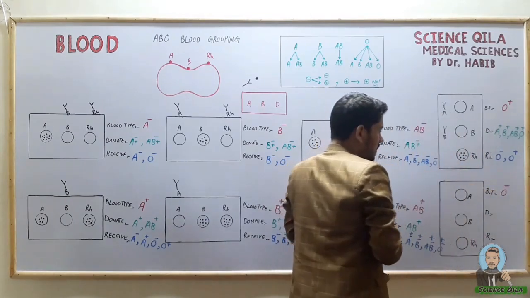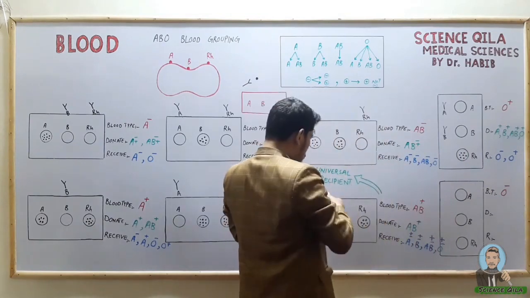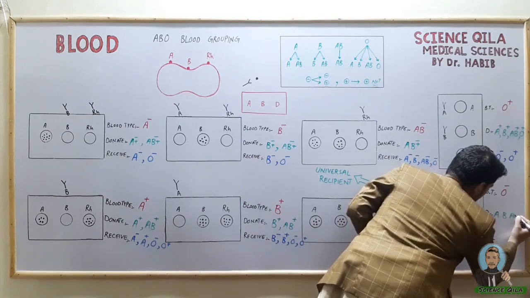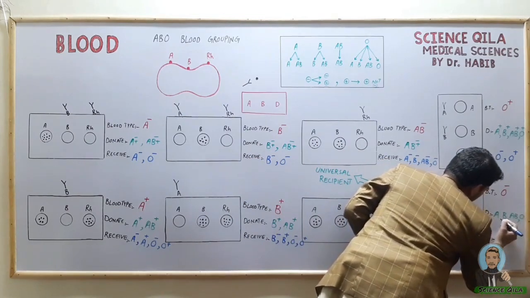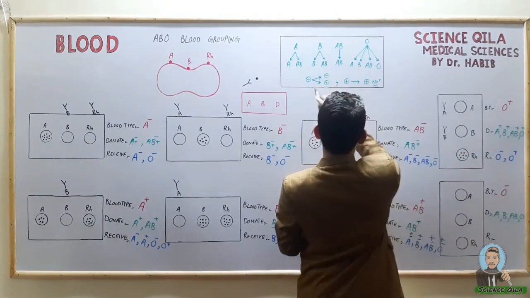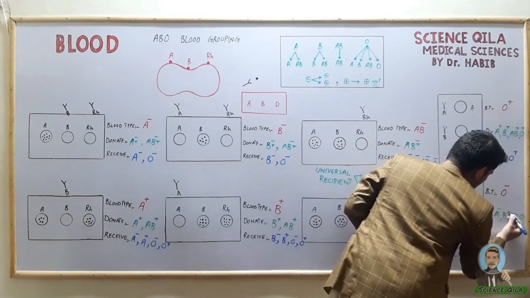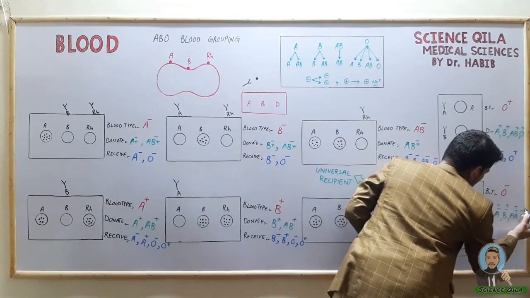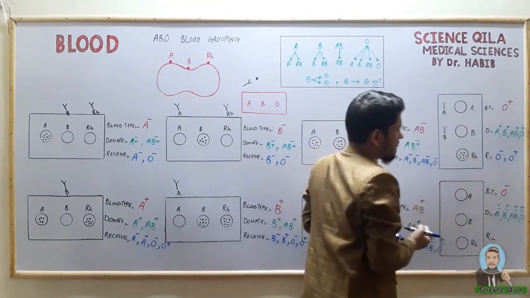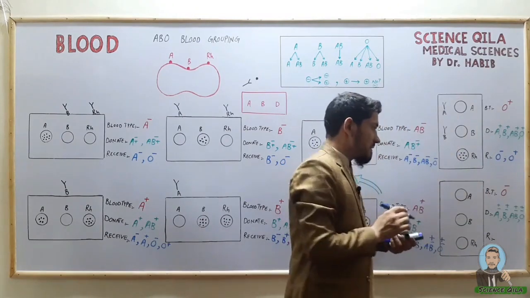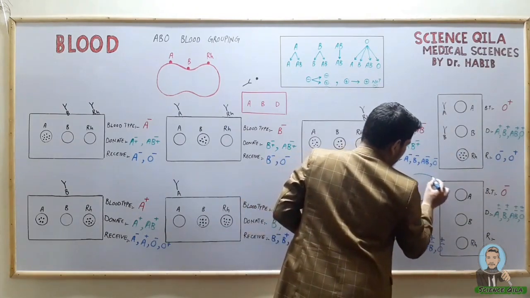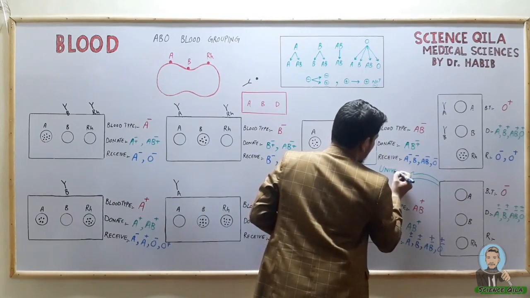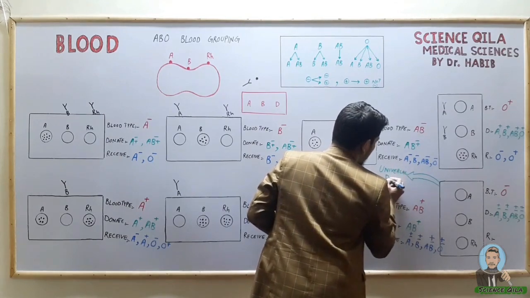So what's the rule for donation of O? O can donate to A, B, AB, and O. And negative blood type patients can donate to negative as well as positive. So it means O negative can donate to all blood type patients. That's why we call O negative the universal donor.